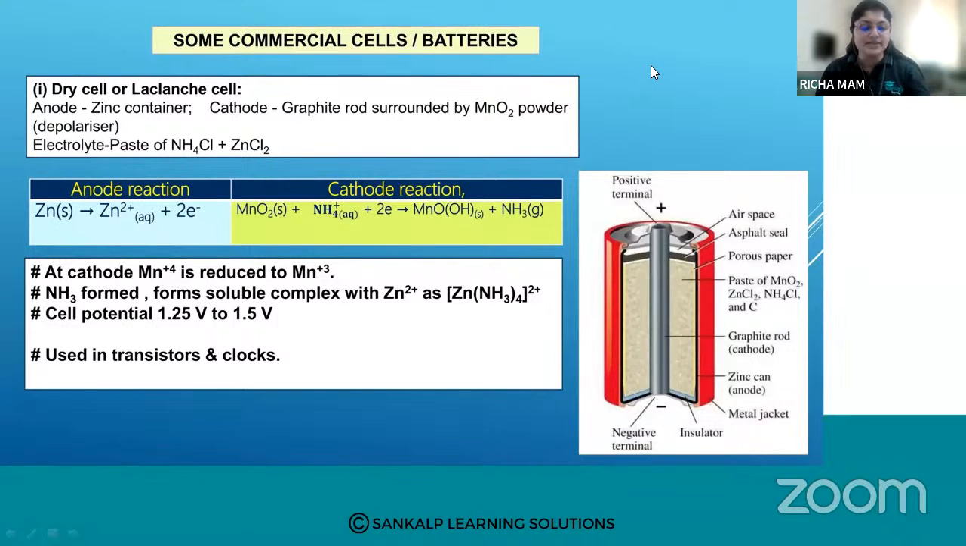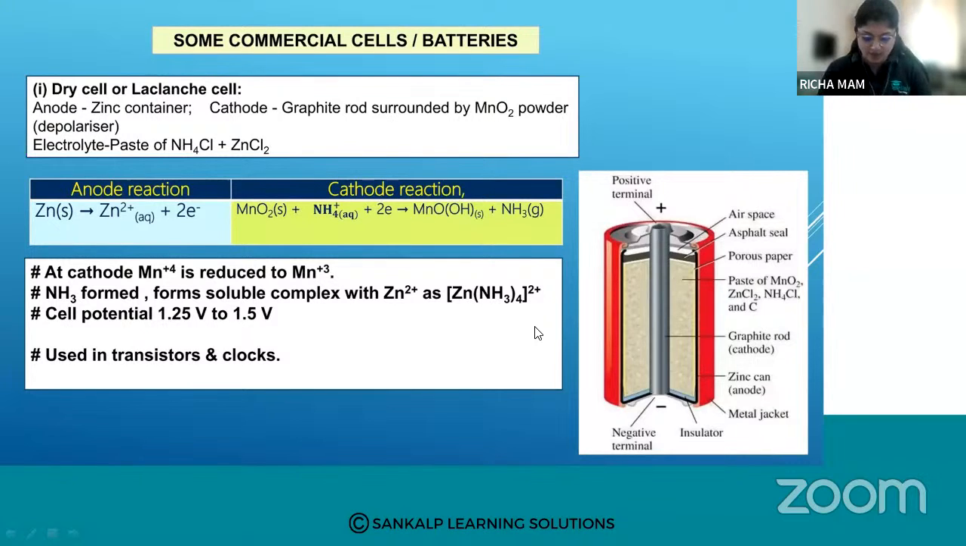Let us see some examples now. Very important. These are used commercially, for example in toys and all. Here the first one is the dry cell. You can see this. You have seen these regular batteries, right? You see them regularly. How it is inside, you can see the top as well as the bottom.